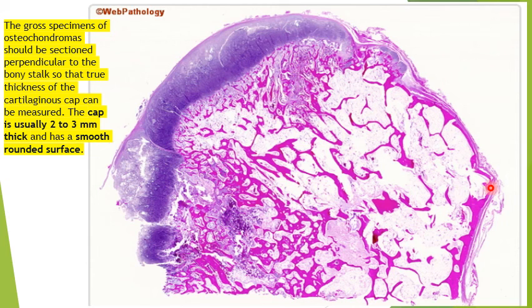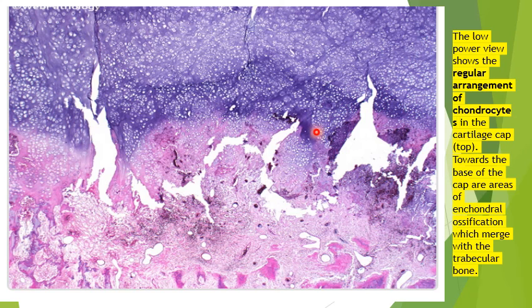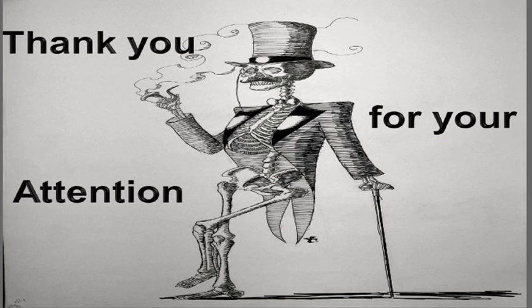Under the microscope, as you can see, this cap of cartilage, which is the bluish part on the left and the upper part of the slide, and this is actually the bone, the trabeculae of the bone. A closer view: all this bluish area above is the cap of the cartilage, and all this red area is the trabeculae of the bone.